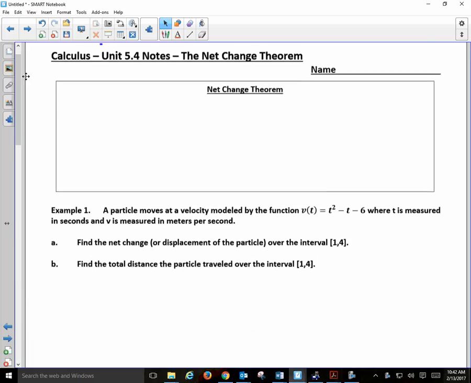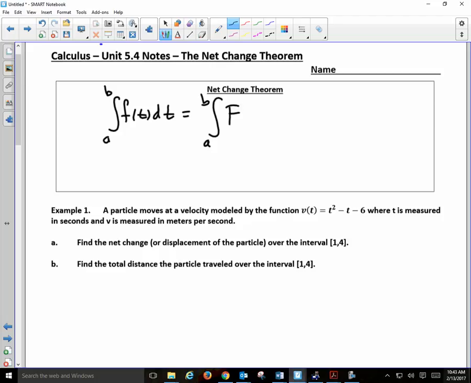Okay, today we talk about the net change theorem, and it's not going to look a whole lot different, but there's something important that we're going to reference. Okay, we're going to look at the integral from a to b of f of t dt, and instead of writing f of t, I'm going to write this as the integral from a to b of big F prime of t dt.